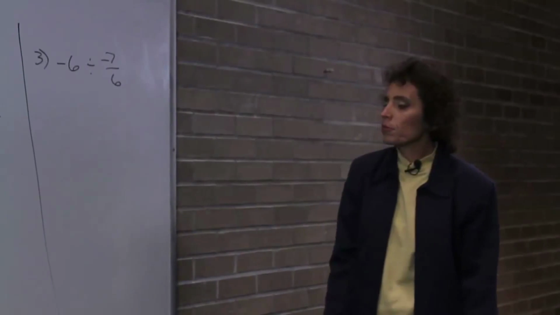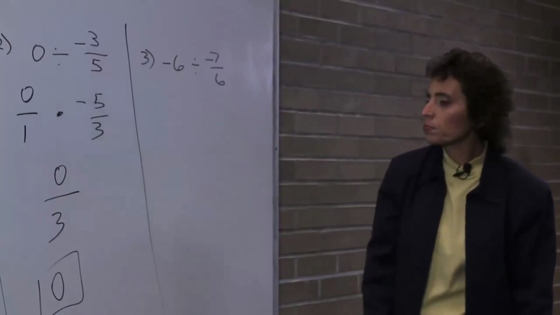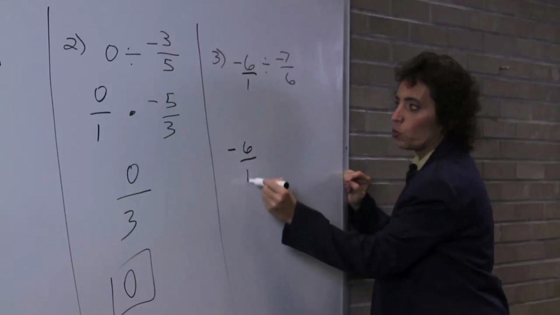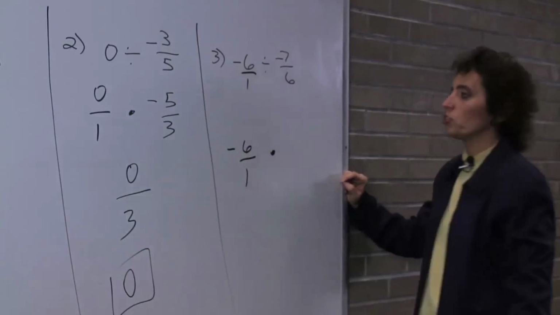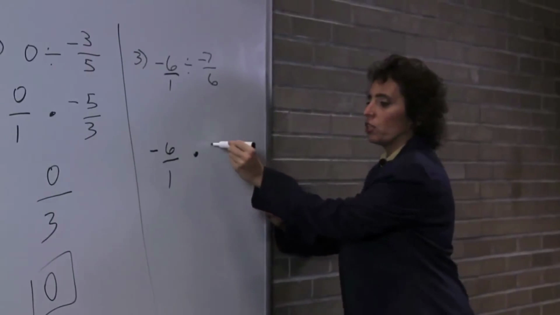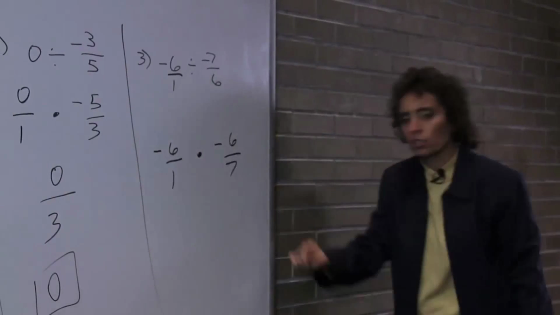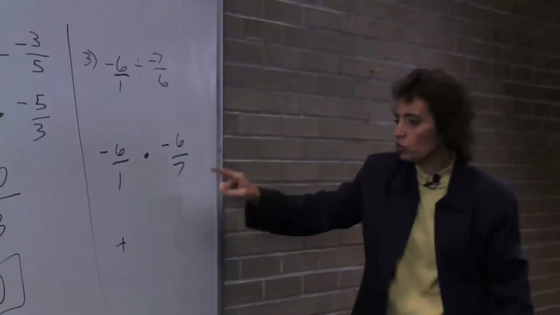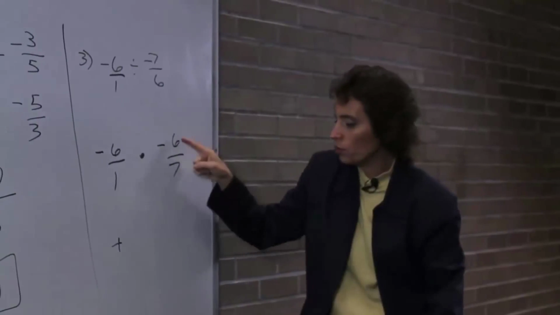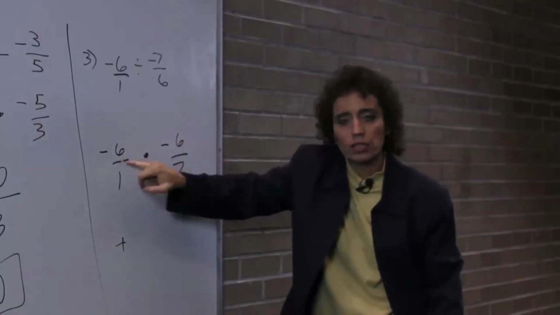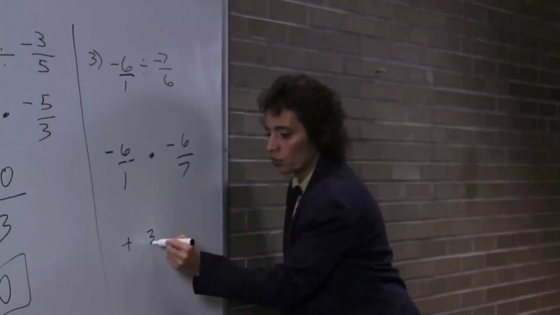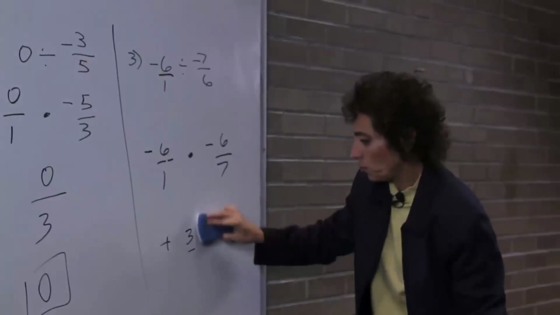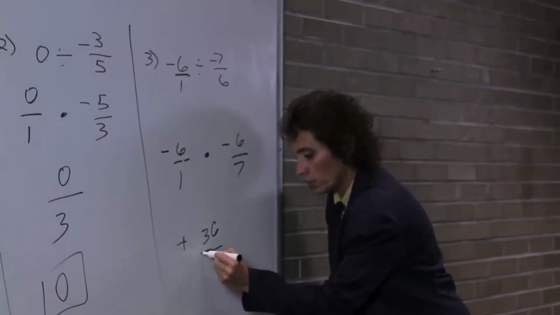But I knew that from the get-go. All right? Let's take a look at this. I'm going to write -6 over 1. Division changes to multiplication. -7/6 becomes -6/7. Signs are the same, so the answer is going to be positive. I cannot reduce here because I can't reduce this way or this way. Remember, I'm not allowed to reduce this way. So we get 36 over 7. 36 over 7. Done.